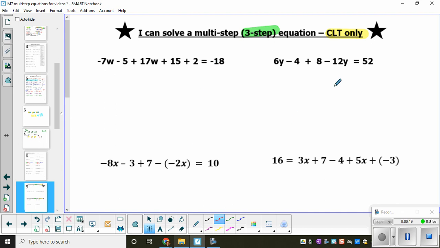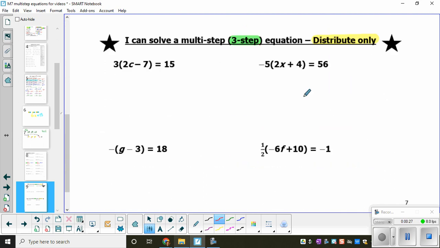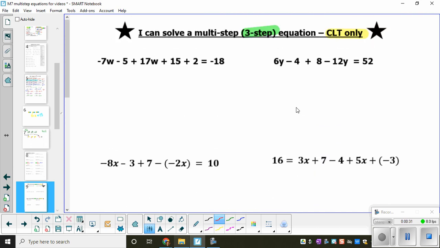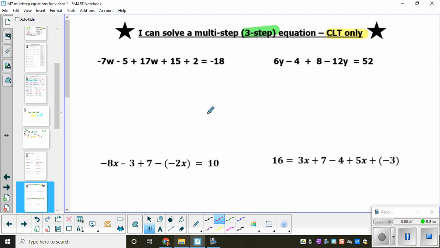For these first 4 examples, I'm going to show you guys how to solve these by combining like terms if you only have to combine like terms in the problem. And then down below we're going to see some examples where the third step you have to take is to distribute, okay? So for these top 4, we're combining like terms, and you might remember that I used different shapes or different colors in my video where I taught you guys how to combine like terms.